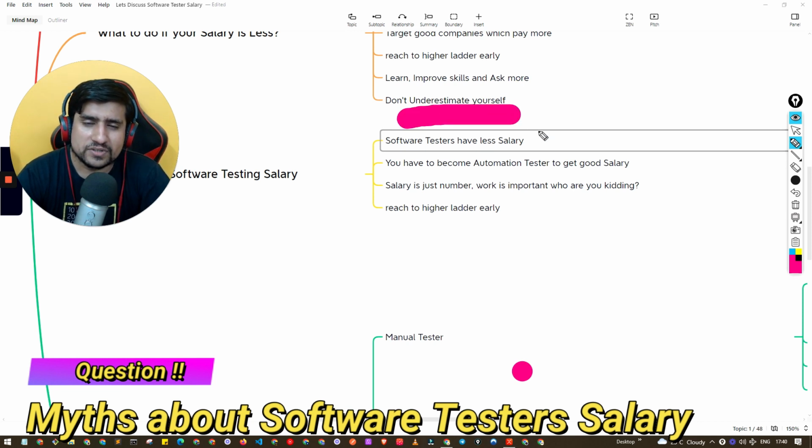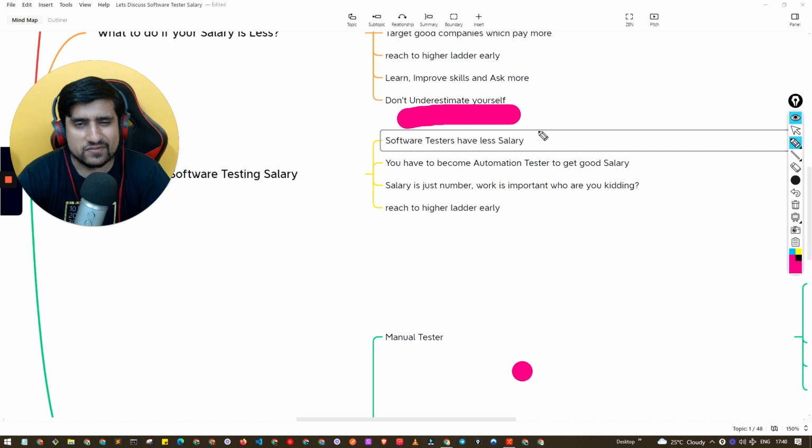If you are going to compare with the software developer, yes, they have a less salary. If you are going to compare with the DevOps, yes, they have a less salary. So don't compare. And they have a more salary as compared to the IT support, I think. Why don't you compare with the IT support? Anyways, avoid it. Don't compare, right? You have to become an automation tester to get a good salary. This is true. This is not a myth.